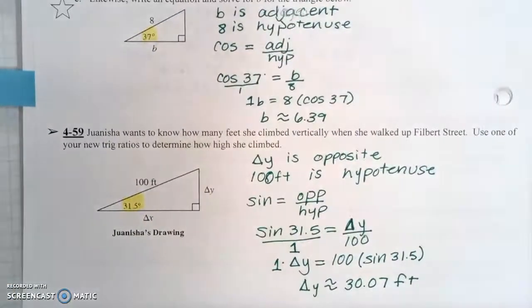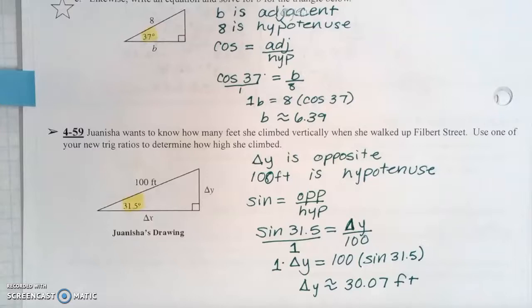Question number 59 says, Juanisha wants to know how many feet she climbed vertically when she walked up Filbert Street. Use one of your trig ratios to determine how high she climbed. Okay? So we're going to highlight the angle that they gave us. So you take your highlighter and you highlight the 31.5 degrees. From there, we have the change in y, which is opposite. And we have 100 feet, which is the hypotenuse. So we're going to use sine, which is opposite over hypotenuse.